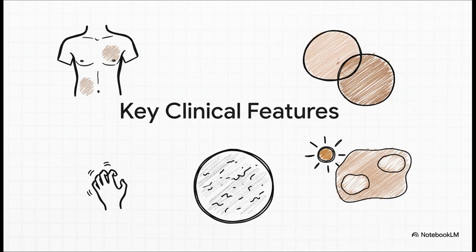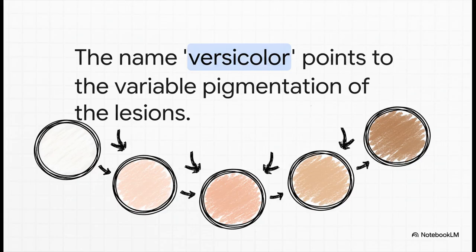Now, here's a huge clinical clue. It often becomes way more noticeable after a suntan. Why? Well, the fungus produces something called azelaic acid, and that acid actually inhibits melanin production, so the affected spots don't tan, creating a really stark contrast with the surrounding skin. And that variability is baked right into the name. Versicolor literally points to the different colors the lesions can have. It's a great little memory aid when you're in the clinic.